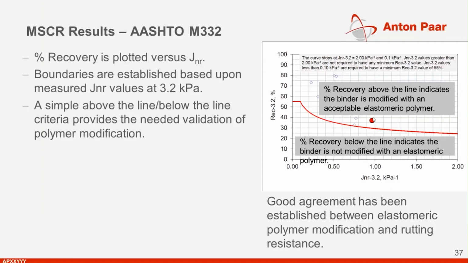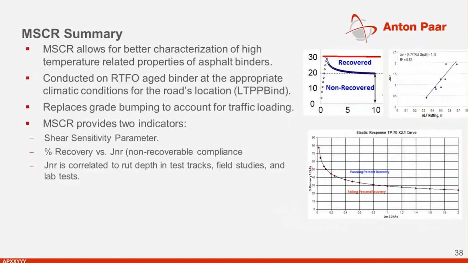So above the line, it's indicating that the binder is modified with an acceptable polymer amount, and below the line, the binder is not modified with any elastomer. So usually, if there is no modification at all, we would not even measure any recovery, because unmodified binders at high temperatures are not showing any recovery. They're behaving really often more or less like ideal or viscous materials.